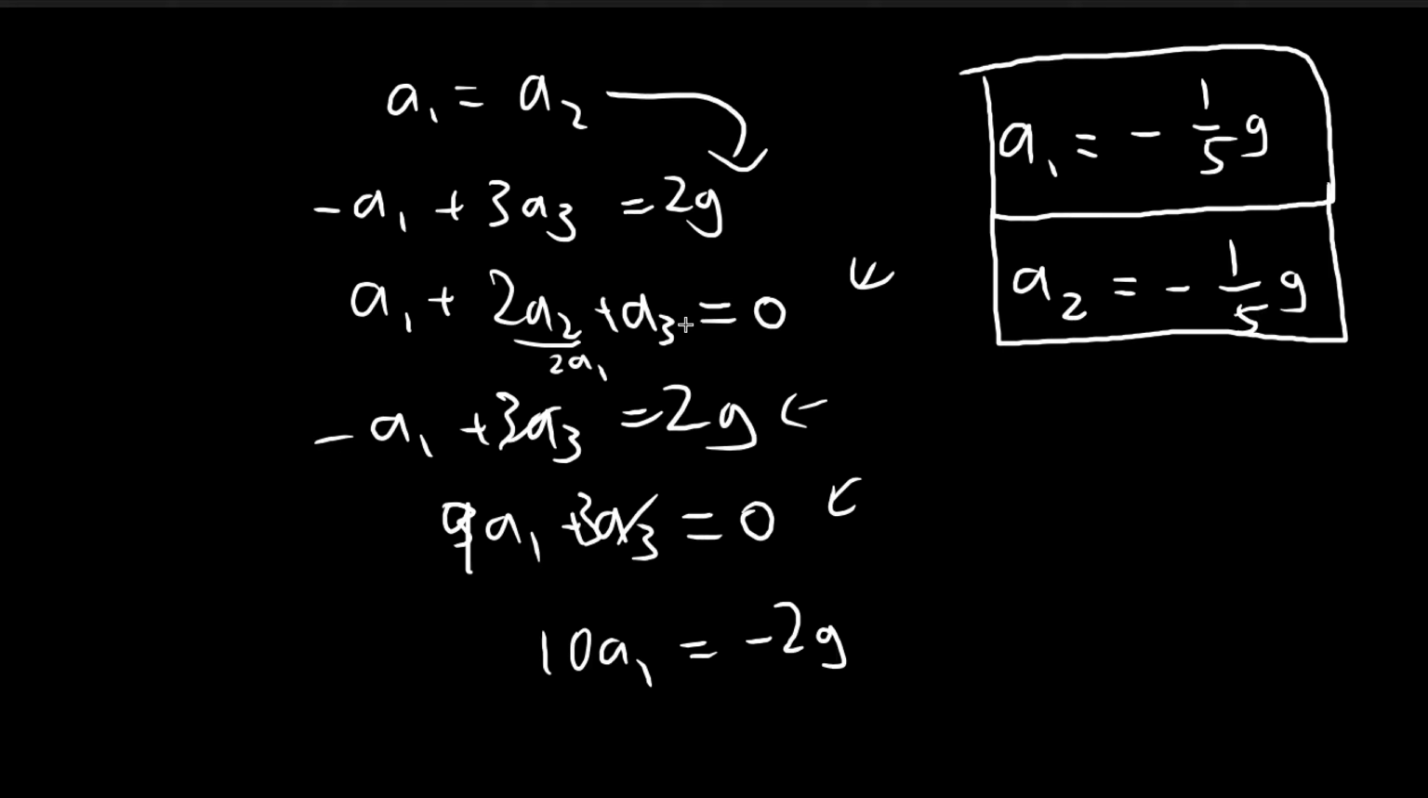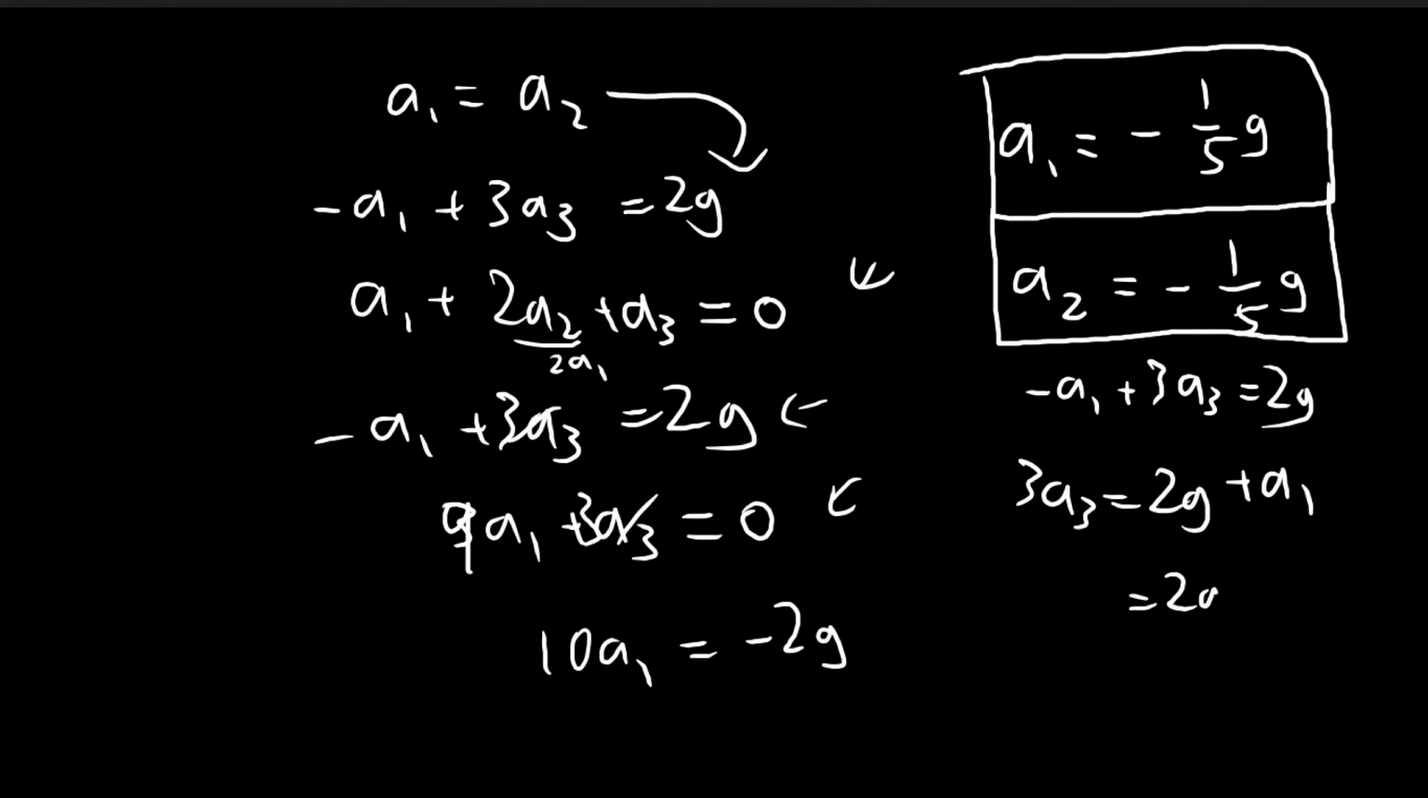And then over here, you can see that negative a1 plus 3a3 is equal to 2g. So 3a3 is equal to 2g plus a1. And then in this case, you can just subtract this. So that's equal to 9 over 5 g equal to 3a3. Now I can divide both sides by 3. So you see that a3 is equal to 3 over 5 g. So this is our third answer.